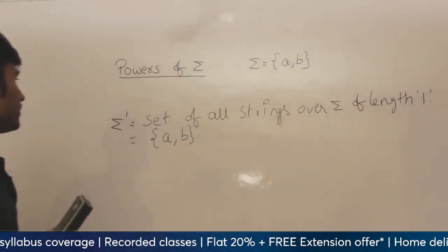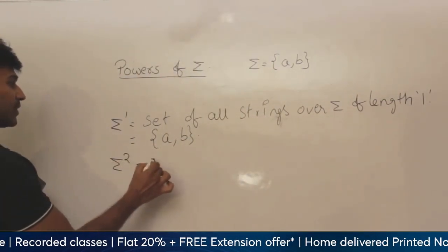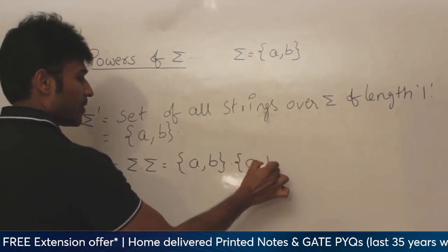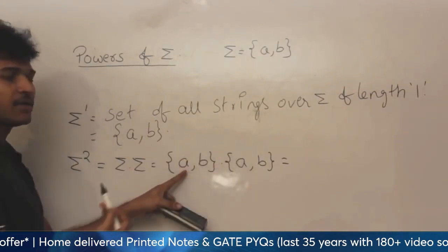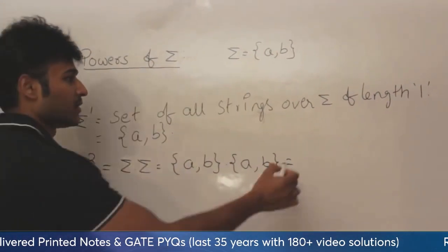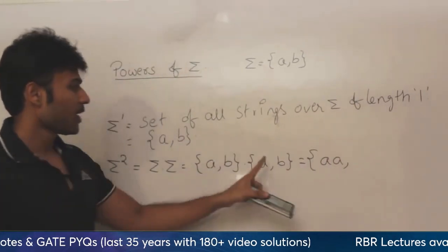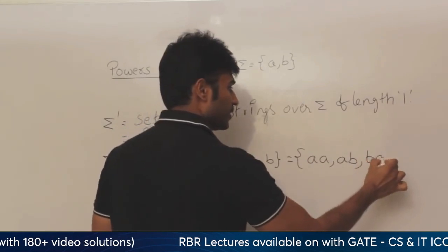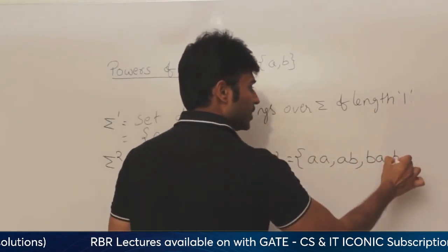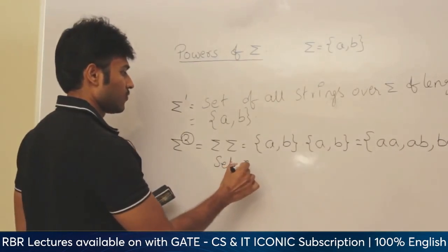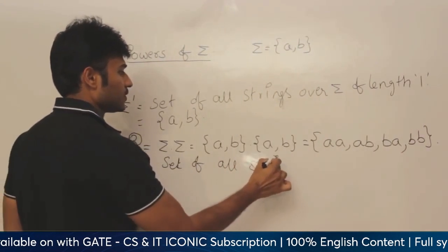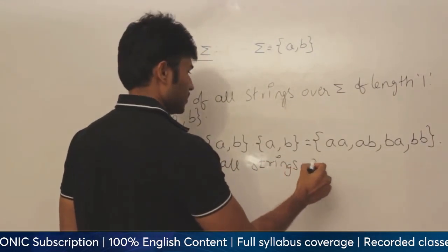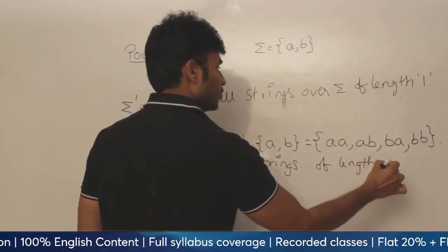So we can extend this definition to sigma square. Sigma square equal to sigma concatenated with sigma, that is nothing but a comma b concatenated with a comma b. So how can I concatenate these two sets? a concatenated with a is aa, a concatenated with b is ab, b concatenated with a is ba, b concatenated with b is bb. It is the set of all strings, and all these strings are always formed over the same alphabet, so I am not going to mention it. All these strings are of length 2.